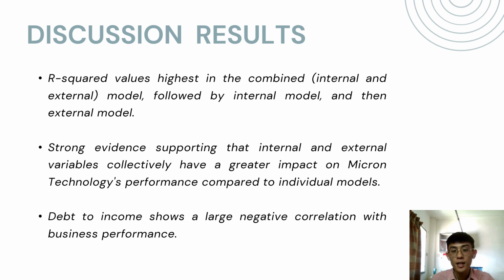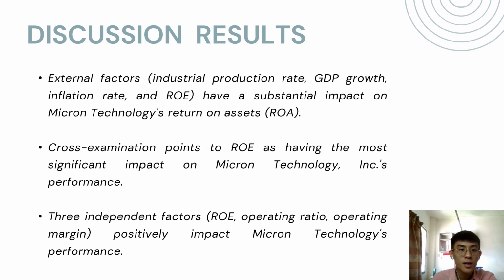Debt to income shows a large negative correlation with business performance. External factors like industrial production rate, GDP growth, inflation rate, and ROE have a substantial impact on Micron Technology's return on asset, ROA. Cross-examination points to ROE as having the most significant impact on Micron Technology's performance. Three independent factors, ROE, operating ratio, and operating margin, positively impact Micron Technology's performance.